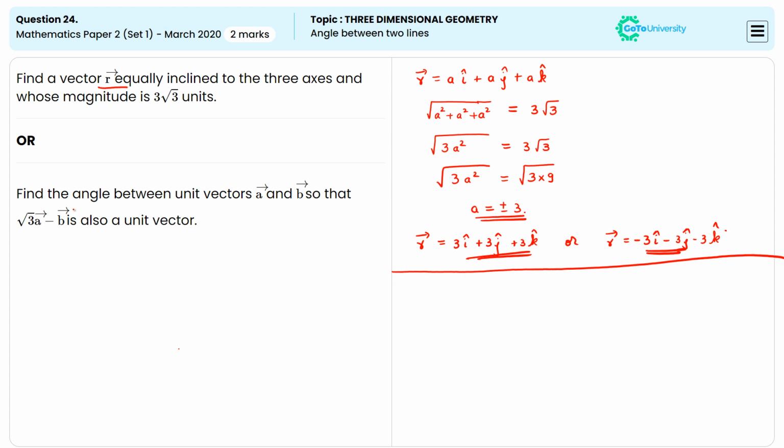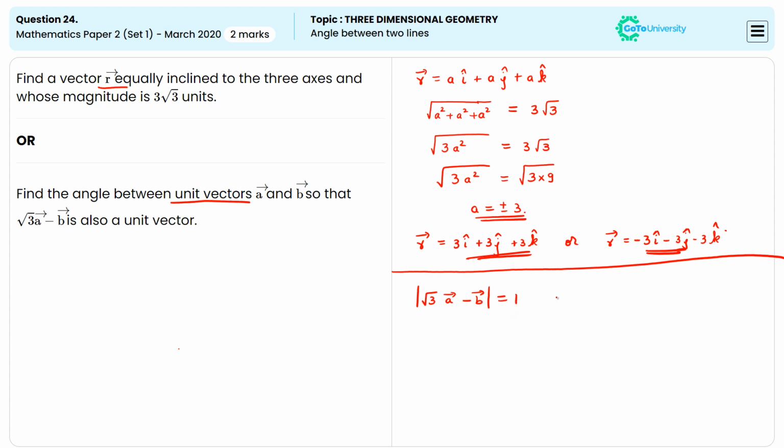Now let's look into the second question. In the second question, they have asked us to find out the angle between the unit vectors a and b so that root 3 times vector a minus vector b is also a unit vector. Now they have said that root 3 times vector a minus vector b is a unit vector. If it is a unit vector, then its magnitude will be equals to 1.